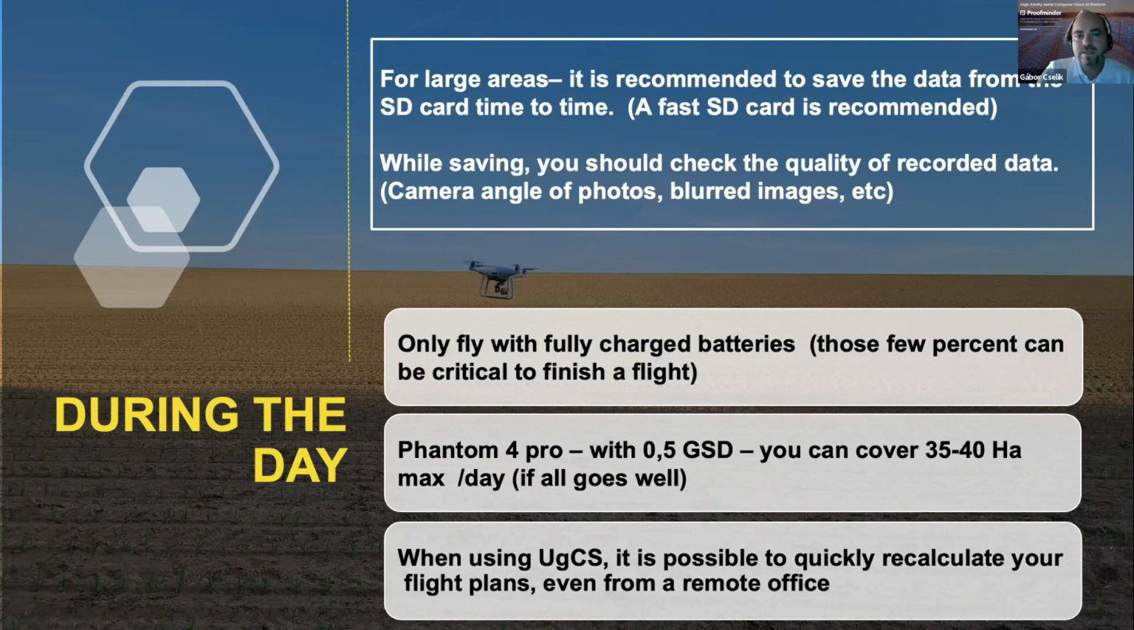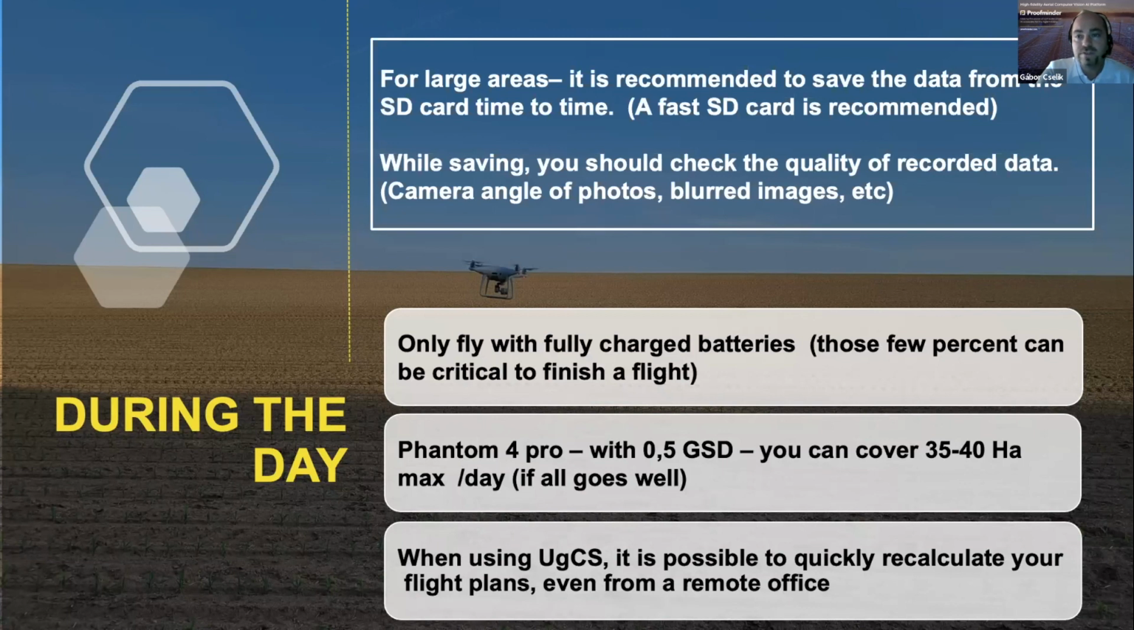Our experience is that with the Phantom Pro drones, you can cover around 35 to 40 hectares within a day using this 0.5 GSD data. But this is the maximum, if everything goes well, without any stress and without any rush. Because if you want to get more land covered, maybe you will be a little bit too stretched with your resources and your time, and you will start making mistakes, and you can end up with a problem at the end of the day. So this is our best practice: don't plan more than 35 to 40 hectares per day.